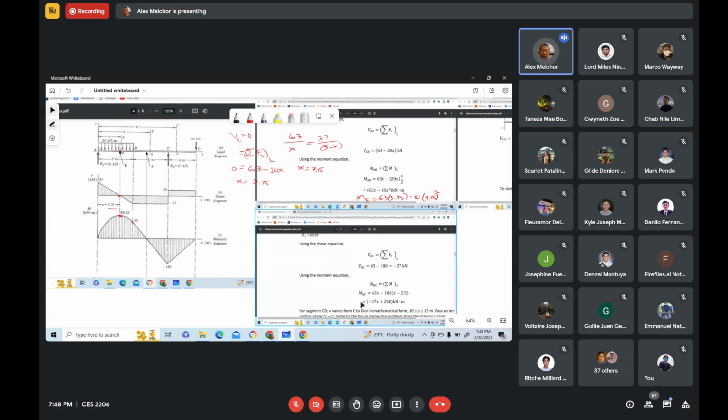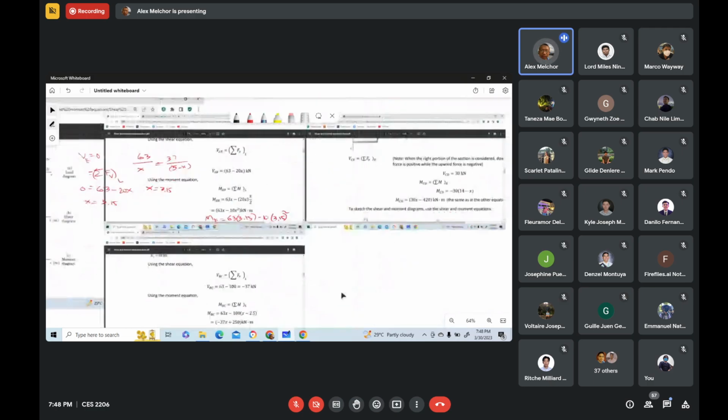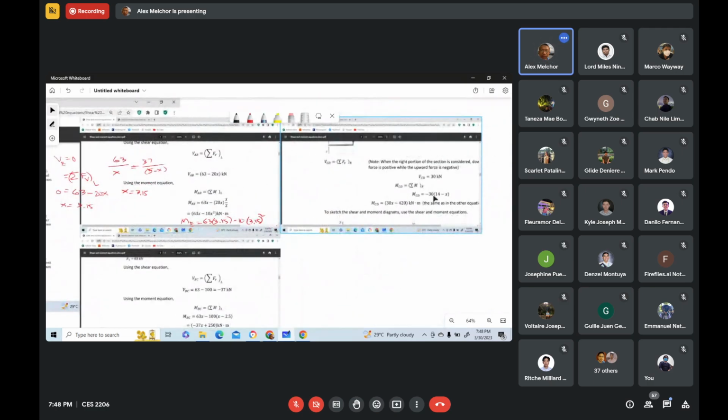The moment at C is equal to negative 37 times 10 plus 250. That gives us negative 120 here. Okay, that one there. And then the moment at D. Now to determine the moment at D, we use the moment equation for segment CD. So where's the moment equation for segment CD? This one. This is the moment equation for segment CD.